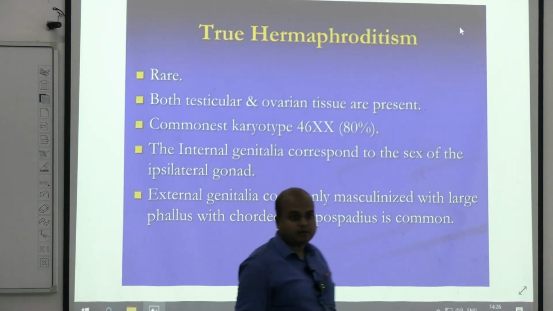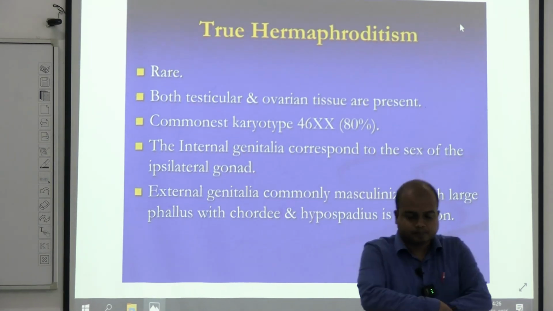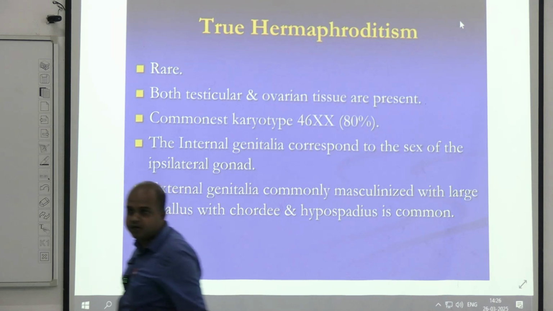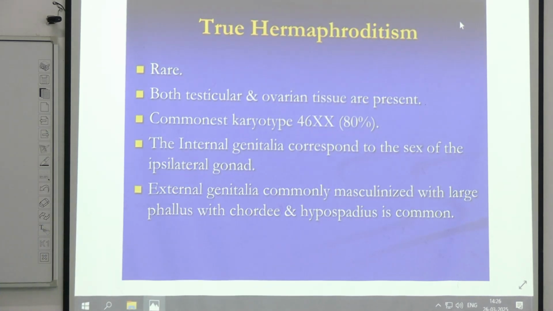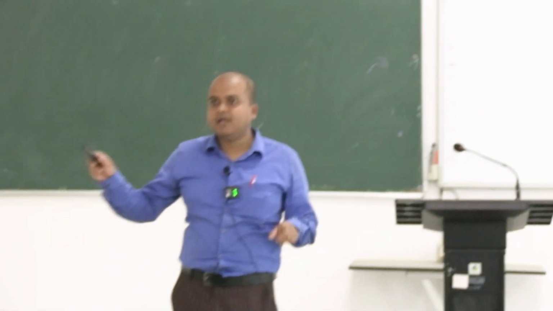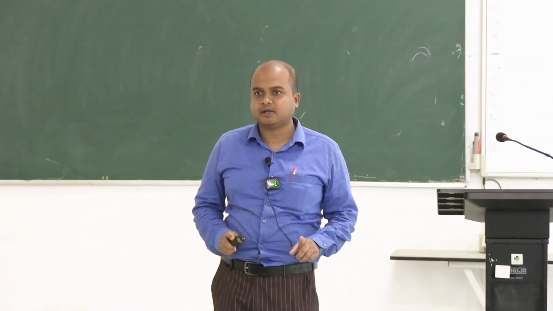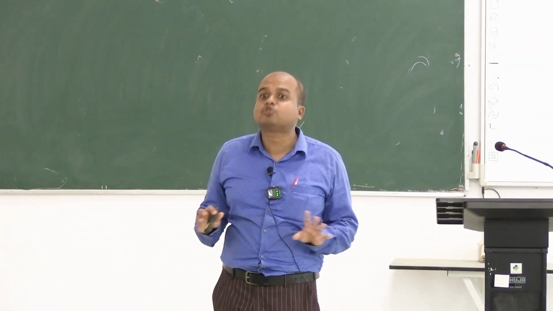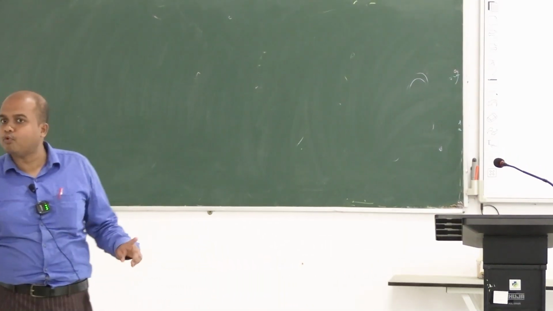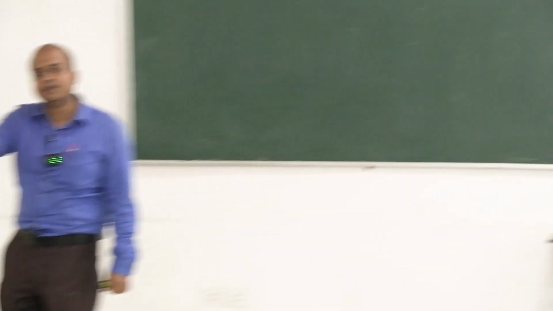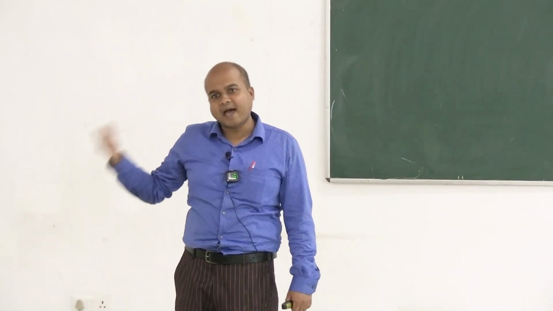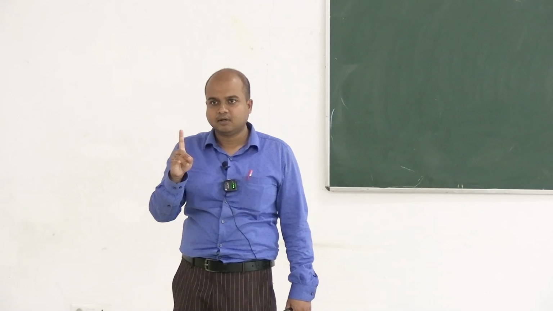What we have to start today, it's 2:25. True hermaphroditism, which is rare. First thing is, it is rare. True hermaphroditism means male and female gonads are both present, either on both sides, called ovotestis, or on one side. At least on one side both gonads, and on the other side it may be one of the gonads, testis or ovary.